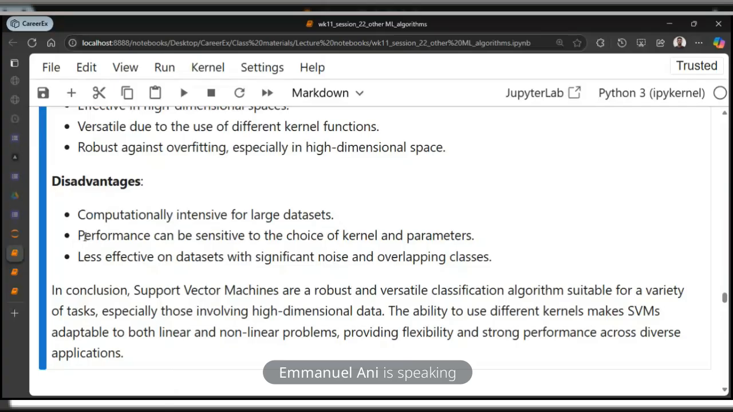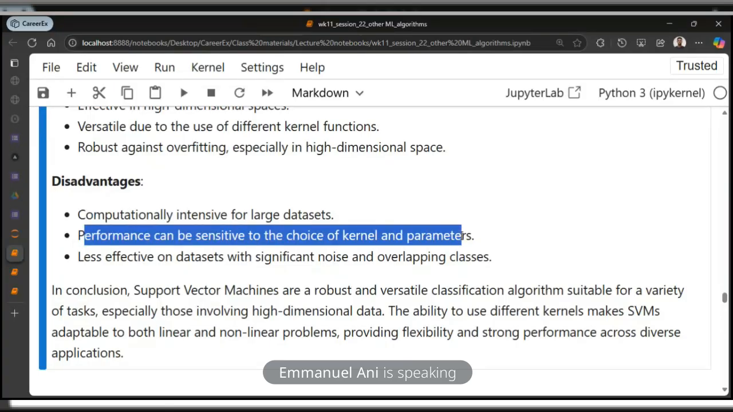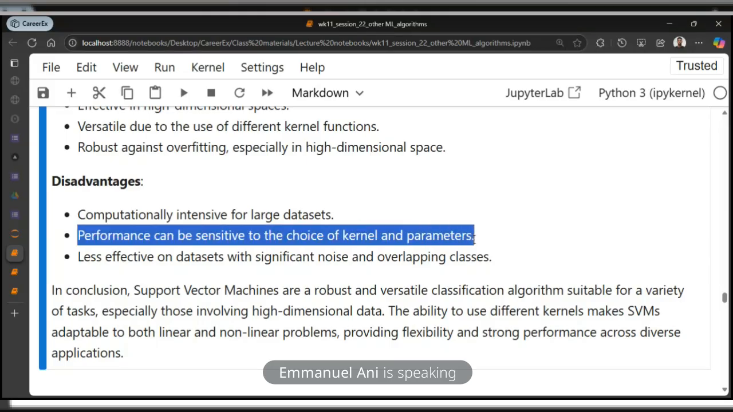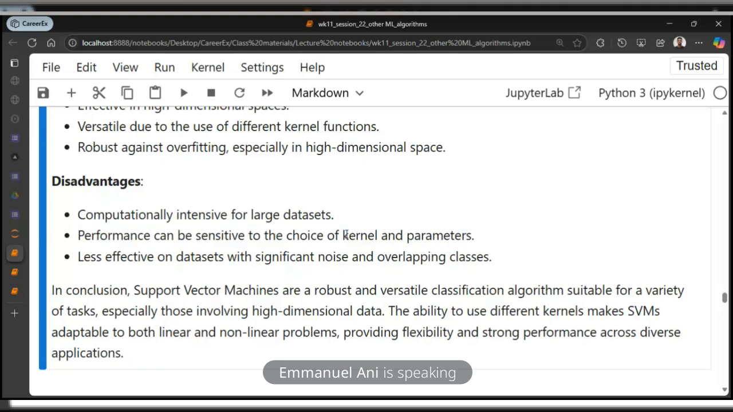The performance can be sensitive to the choice of kernel and parameters, obviously, as I've said. So you have to be sure that you're using the right kernel. If you are working on non-linearly separable data and you want to use a linear kernel, you're going to get a very bad model, all right? That won't give you a good hyperplane.